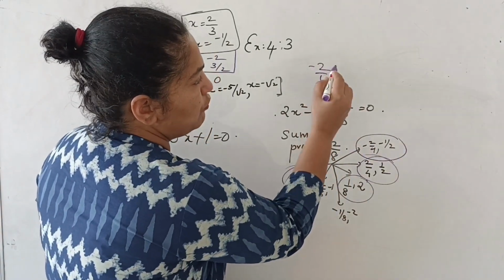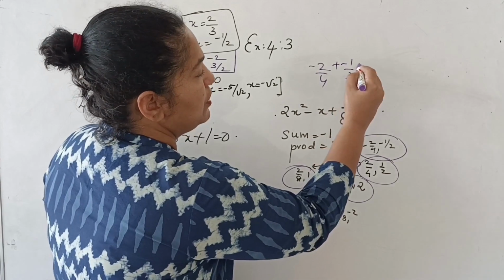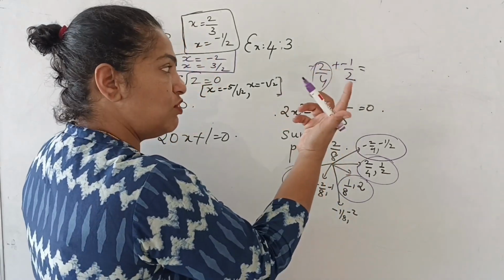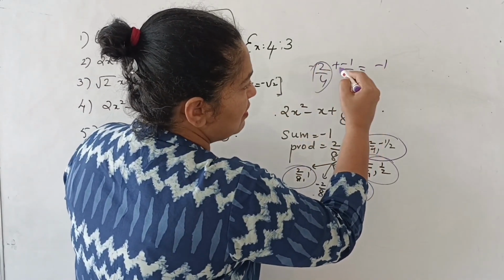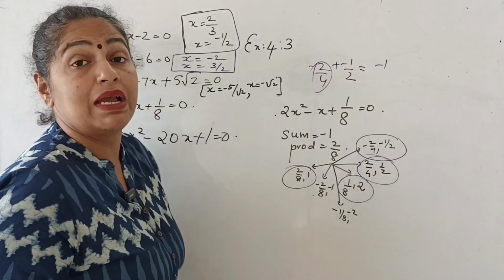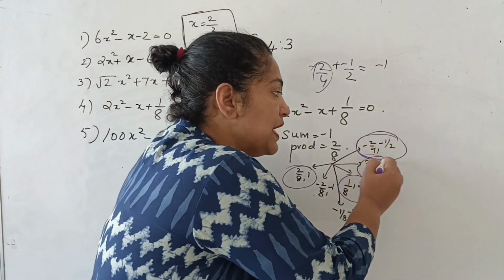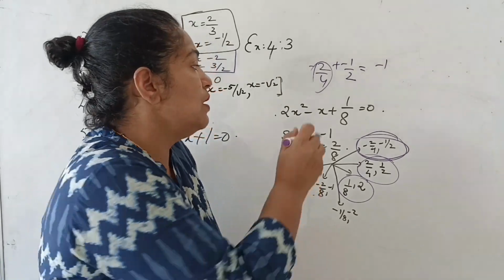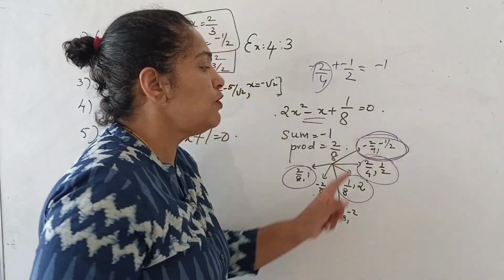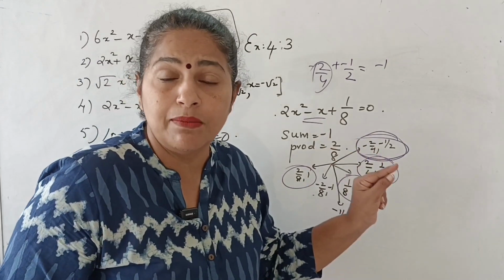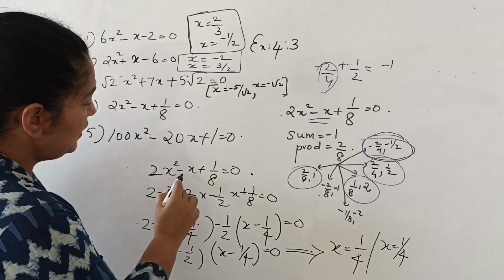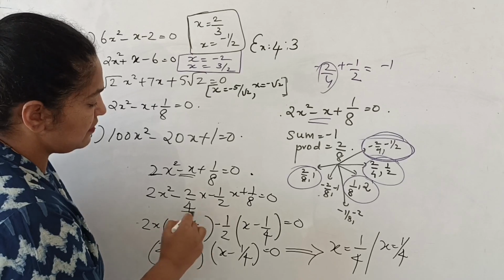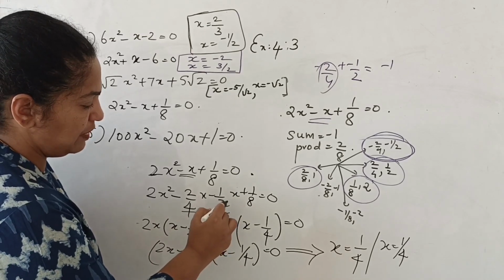So what is minus 2 by 4 plus minus 1 by 2? You can see that minus 2 by 4 is actually minus 1 by 2. So you will get minus 1 by 2 plus minus 1 by 2, which is minus 1. So this is the pair of numbers that I need to use. Now I am going to split minus x in terms of minus 2 by 4x and minus 1 by 2x. Here I have split minus x as minus 2 by 4x and minus 1 by 2x.